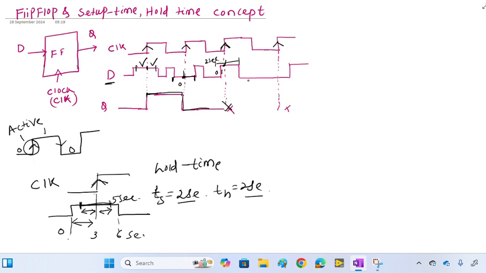Next, we'll go to the next rising edge. Here, for 2 seconds before, the data is constant, which is 0. That means it is satisfying the setup time. But after the rising edge, let us consider another 2 seconds. Here the data changes before that hold time. So here a hold time violation will occur. So we'll get an error at the output. This is hold time violation.